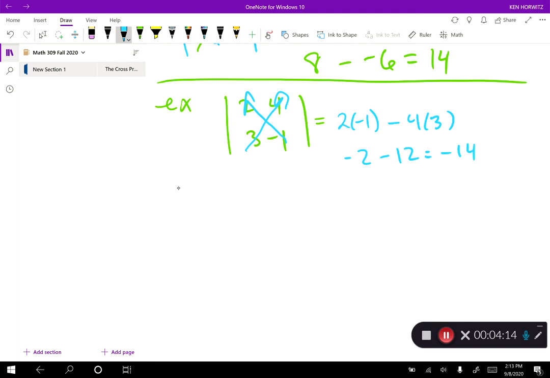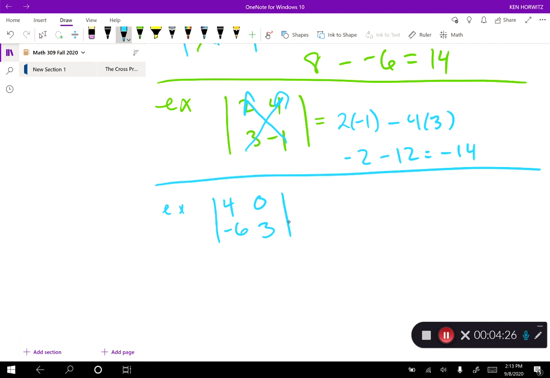I'll give you another one. Here's my next example: 4, 0, -6, and 3. Why don't you pause the video and try this one as well. All right, so let's say you're becoming an expert and you realize that it's 4 times 3, and the key is that this negative is not your minus. You have minus -6 times 0. So 4 times 3 is 12, minus 0 is just indeed 12.